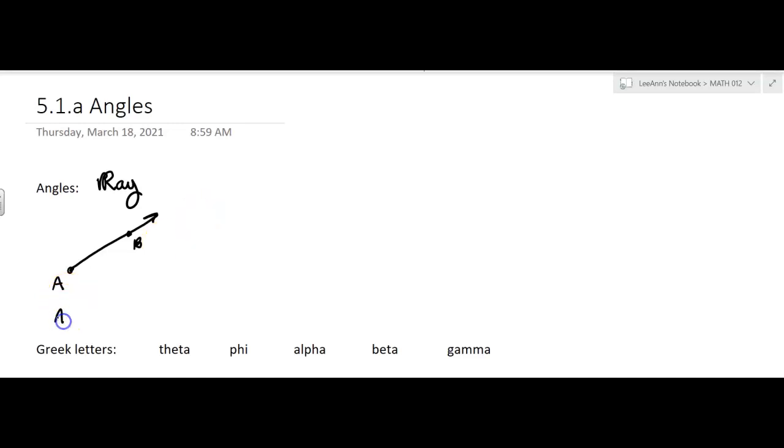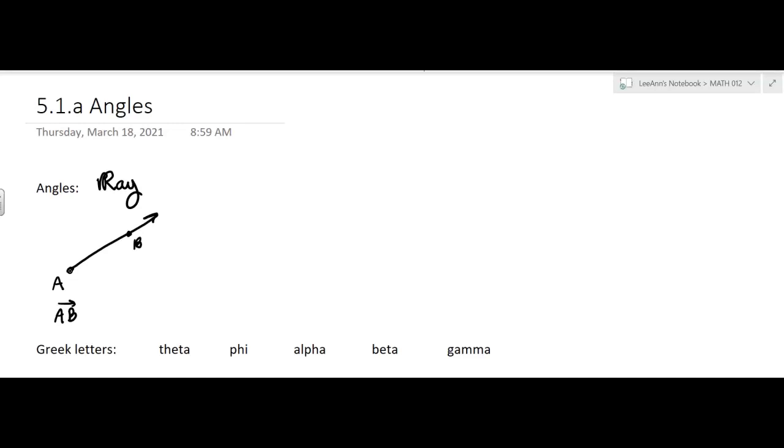Or you could write it in notation like that. So that would be ray AB. Okay? So you have one end point, and then you have a line kind of just going one way. All right? And that would be a ray.